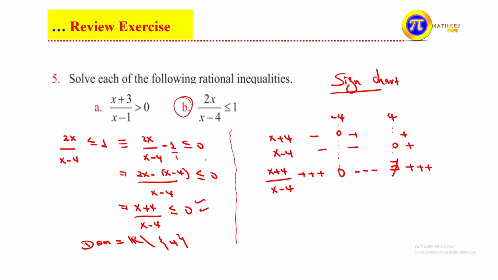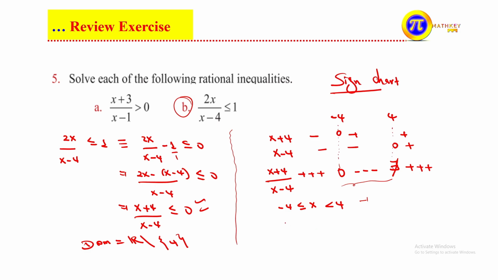Less than or equal to 0 means being 0 or, less than 0, meaning negative. So we take negative values; positive values are not included. Taking the values where it is 0 and negative, what is the value of x? It becomes -4 ≤ x < 4. This is our solution, the solution for the x value. If it asks for the solution set, it is the same.